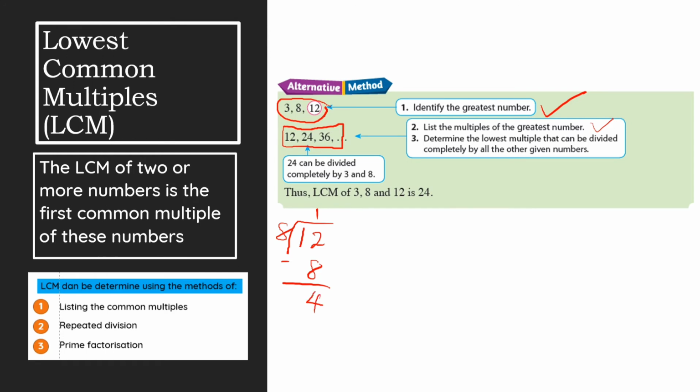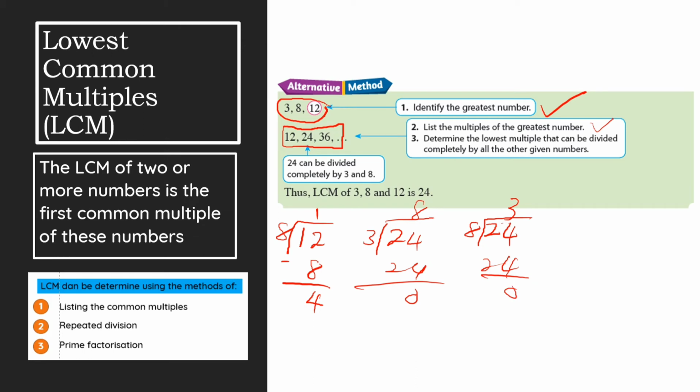Okay, so we cannot choose 12. 24 can divide completely by 3. Can 24 divide completely by 8? Okay, yes, 24 can divide completely by 8.